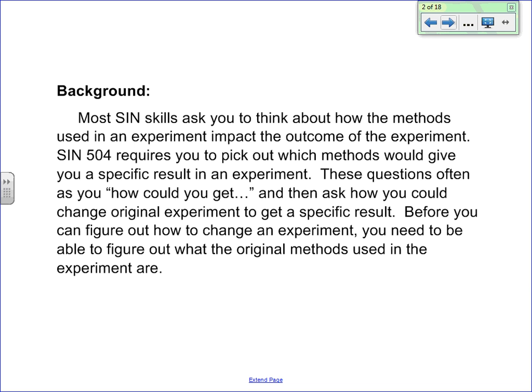Most SIN skills ask you to think about how the methods used in experiments impact the outcome of the experiment. SIN 504 requires you to pick out which methods will give you a specific result in an experiment. These questions often ask you, how could you get, and then ask you how you could change original experiments to get a specific result. Before you can figure out how to change an experiment, you need to be able to figure out what the original methods used in the experiments are.